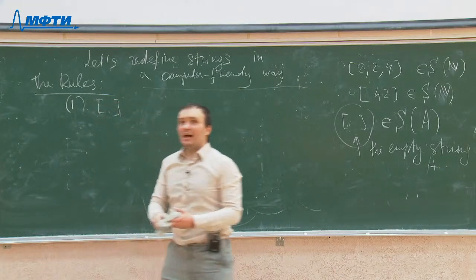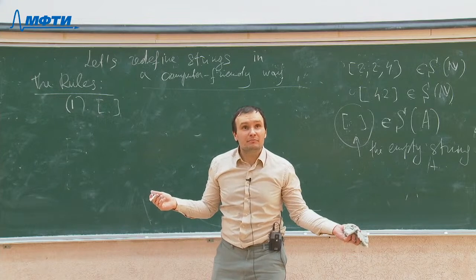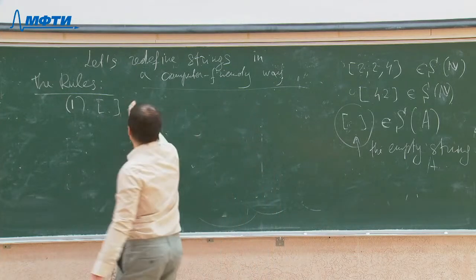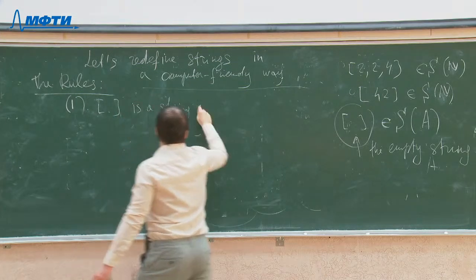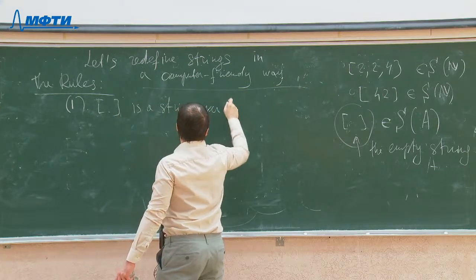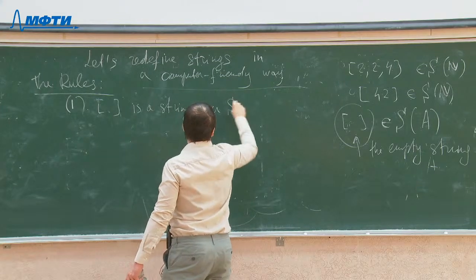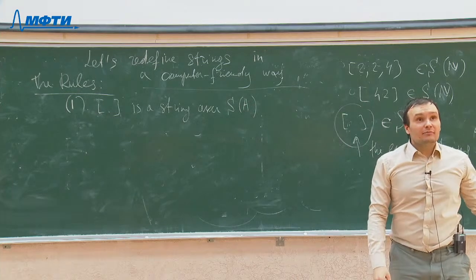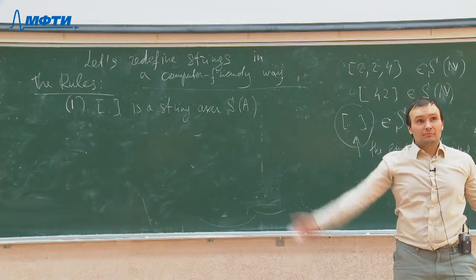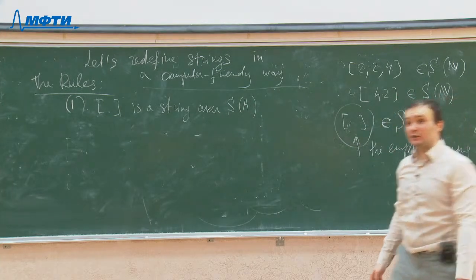Our empty brackets denote a string. So this is a string over whatever alphabet. This is a string. It is the first rule.